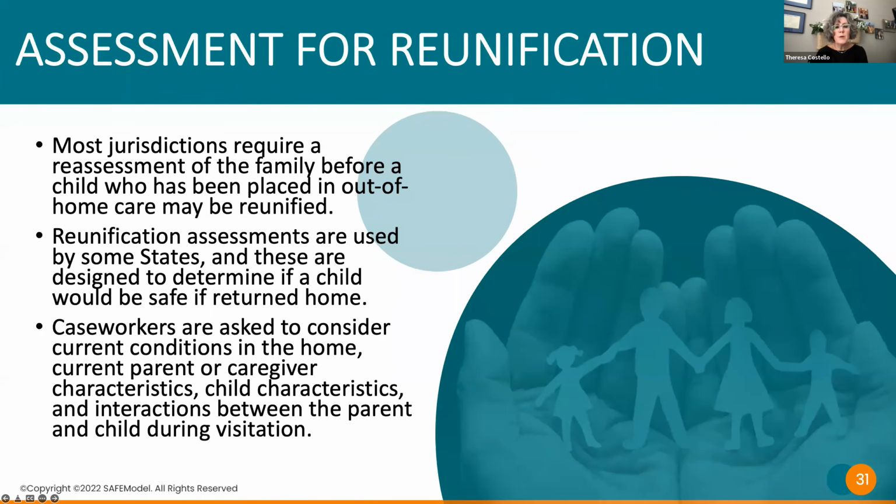I already mentioned some are done if a child has been placed out of home and they're going to be reunified. Frequently, we'll see a safety assessment completed. Sometimes they're used to determine if the current conditions in the home have changed. And again, if the family hasn't progressed to reunification, the best we can do is use circumstances we can observe during visitation to determine whether reunification is going to be recommended.